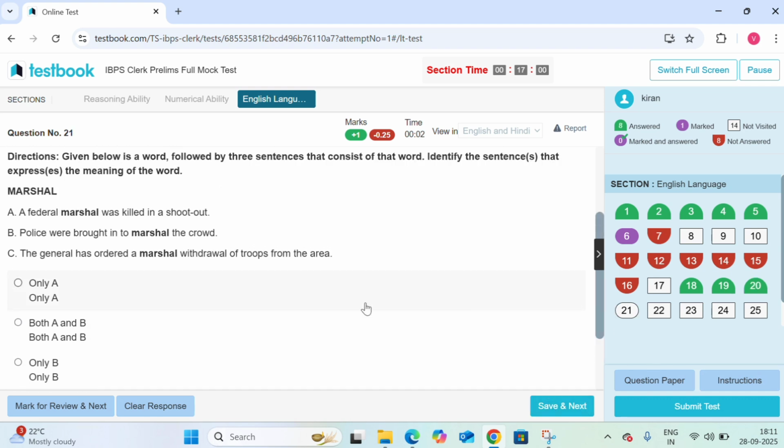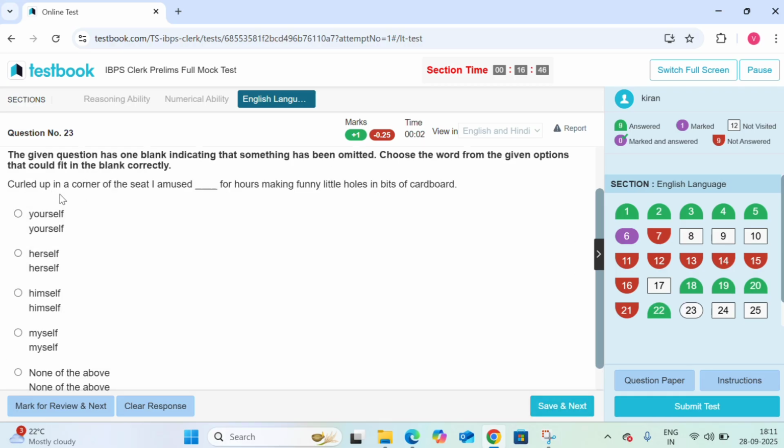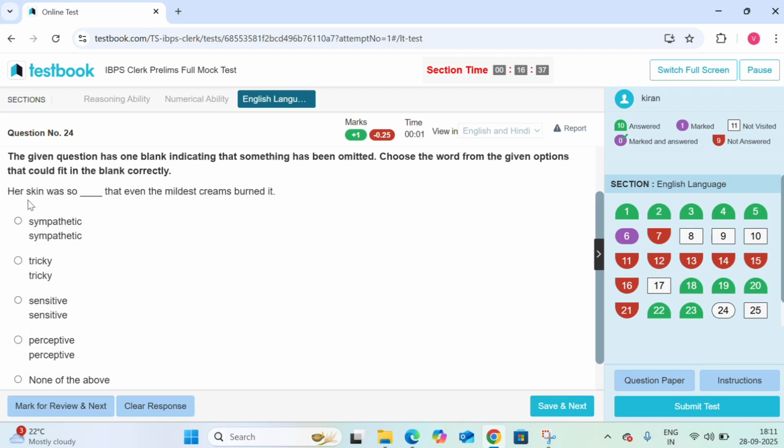Next, Marshal. A federal marshal was killed in. John screamed in pain when he was hit by the ball while playing cricket. Screamed in pain. Curled up in a corner of the seat, I amused myself for 4 hours. Her skin was so sensitive that even the mildest cream burned it.